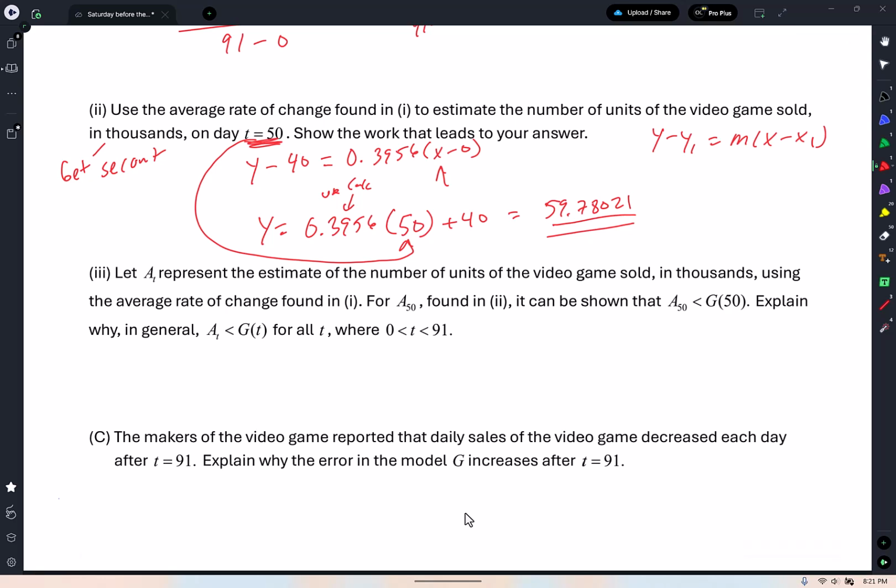Let A of t represent the estimate of the number of units of the new game sold in thousands using the average rate of change found in 1. So that means this equation right here. For A of 50 found in 2, it can be shown that A of 50 is less than G of 50. Explain why in general G of t is bigger than A of t for all t's.